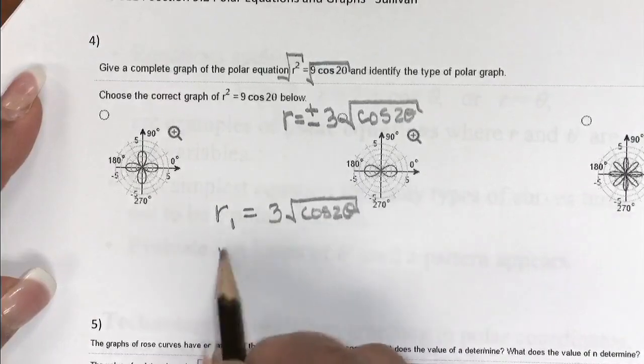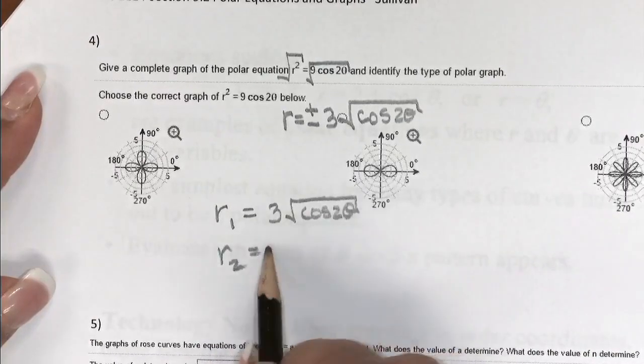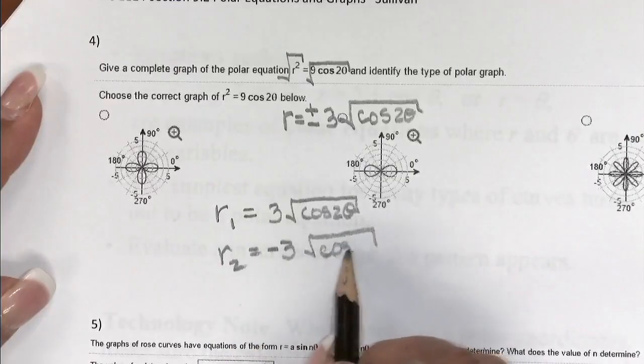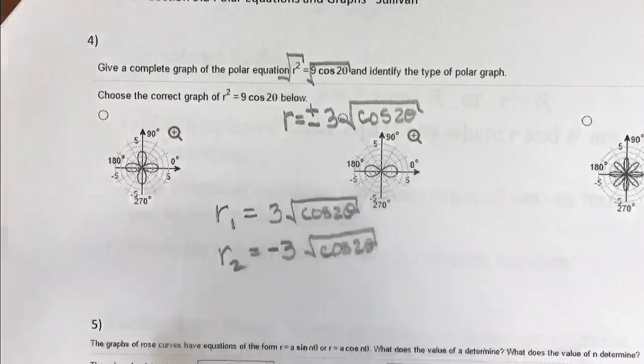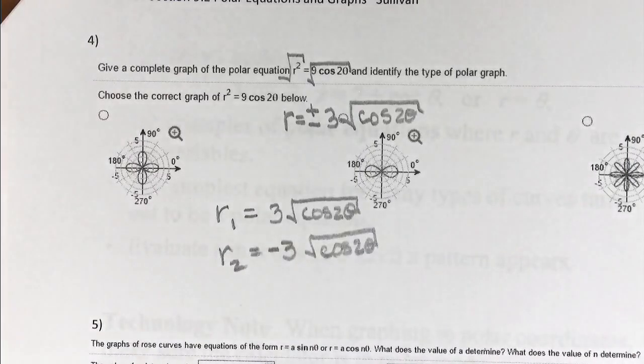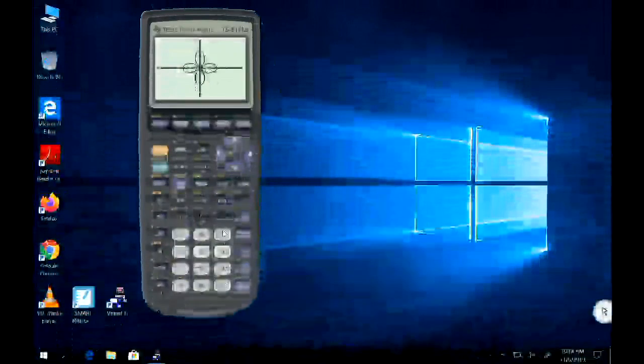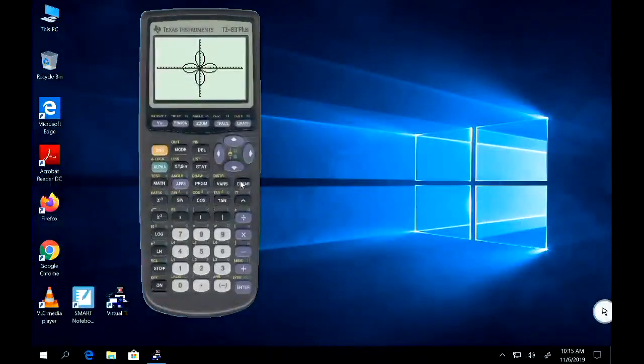And the other one will read negative 3, cosine of 2 theta. Now with the lemniscates, it's not going to connect in the middle. It'll be like a little gap. It won't do that little piece in the middle, but it'll give you enough. If you were doing it by hand, you'd have to do several values right there in the middle to get it to connect in the middle.